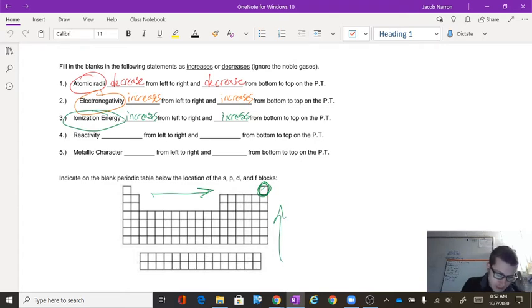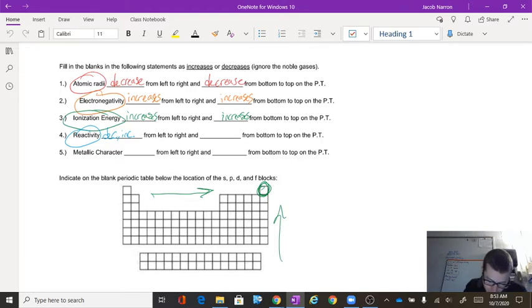Next one, reactivity. So this one's kind of weird, I'll be honest. Let's just say, because it could be both, I would say it decreases, then increases from left to right, and it just depends on what side of the periodic table you're on. So I don't know. Again, Perugini wrote this part of this, and I disagreed with it. But anyway. So the reason is it depends on what side of the staircase that you're on.